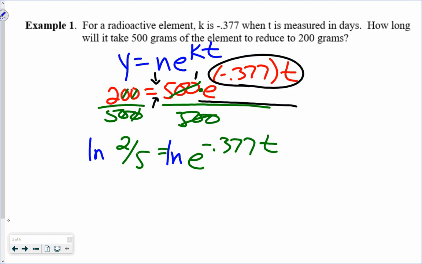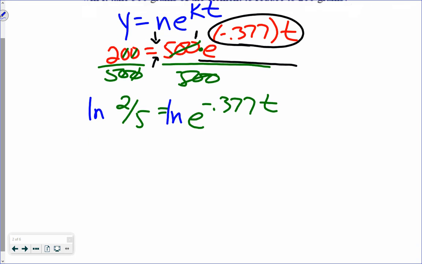Notice, am I going to my calculator yet? I went to point at the calculator, but am I actually typing anything into a calculator yet? No. Let's get t as much by itself as we can and type into the calculator once, if we can, because then we don't have to round anything. So over here, I have the natural log of 2/5.